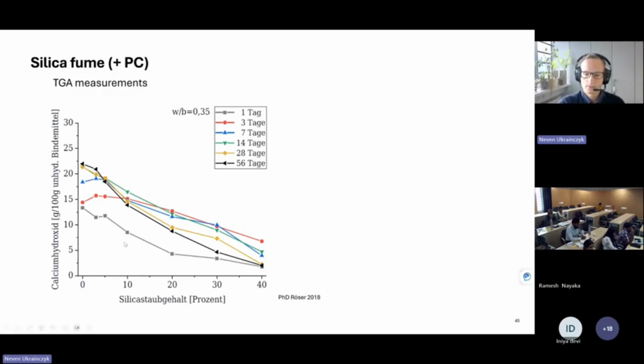You have high water demand. It's very expensive also. But this was just to see in chemistry how much silica fume you need to fully react, to fully consume portlandite. So you need almost 40% at 56 days.